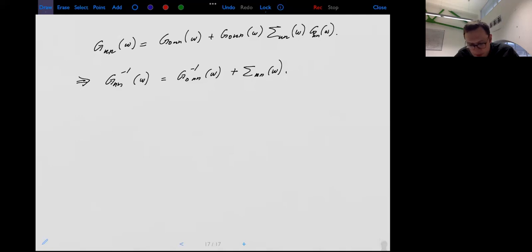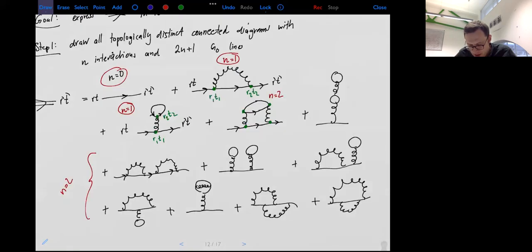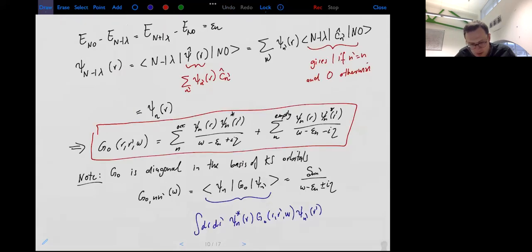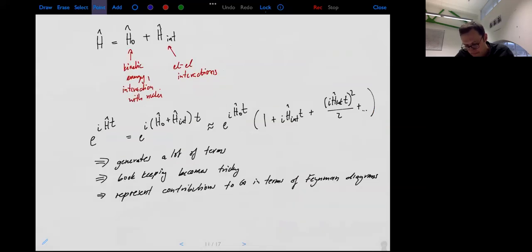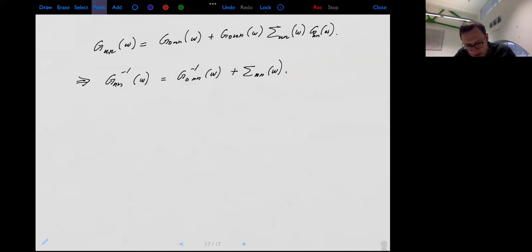Okay, a couple of things that we can note. So we know that, coming back to our result here, the inverse of G naught is just omega minus epsilon_n. This is omega minus epsilon_n.